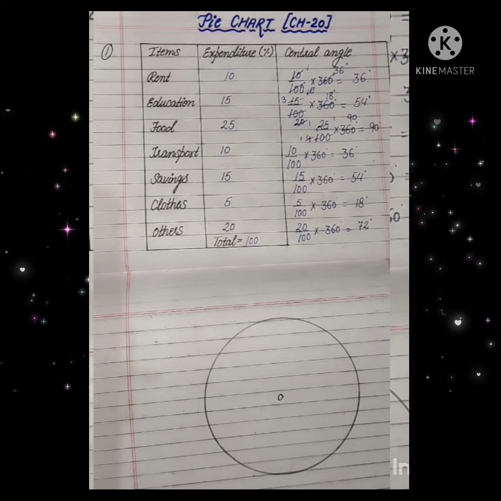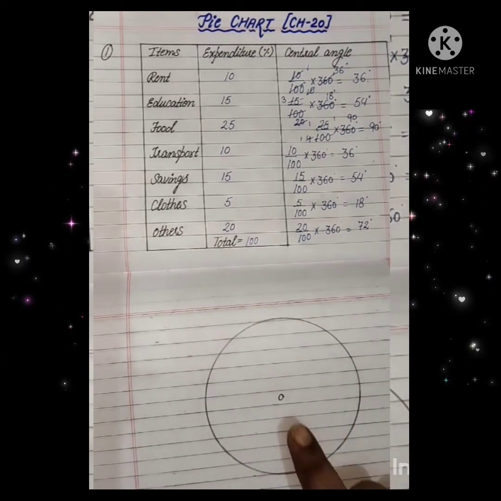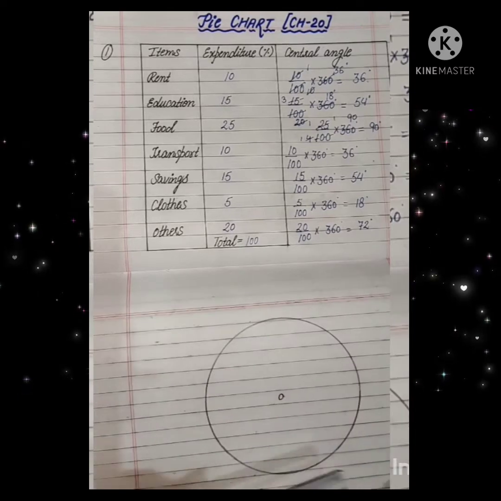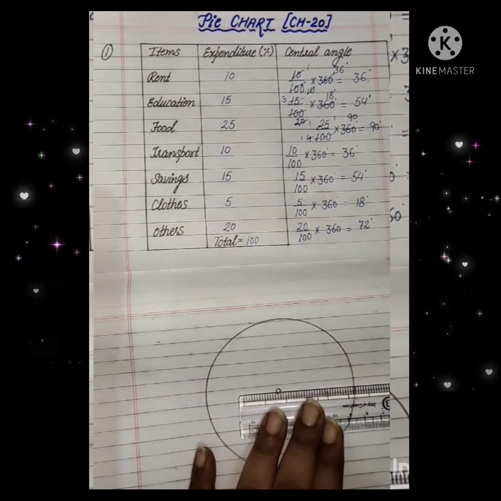First of all, we will draw a circle of any radius of your choice and mark its center as O. Now next step, we will draw any of its radii.